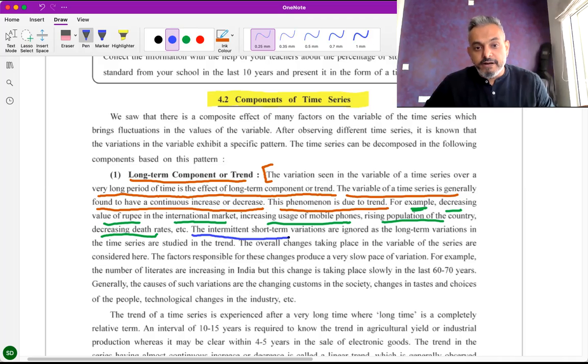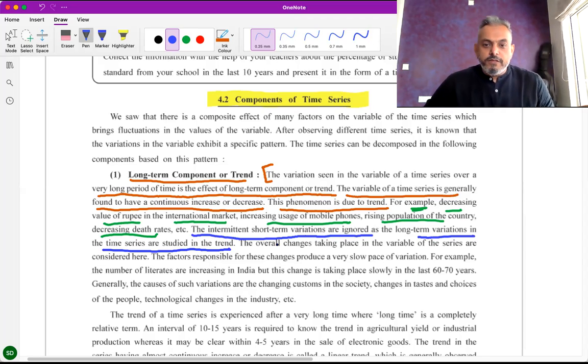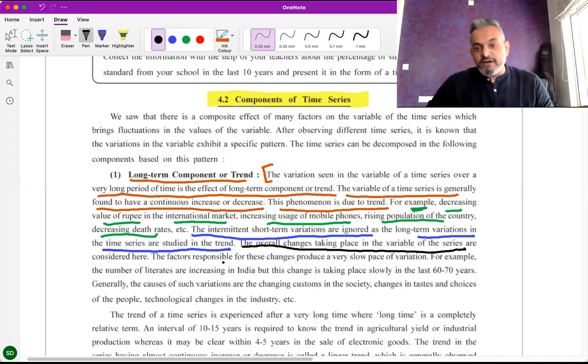The intermittent short-term variations are ignored, as long-term variations in the time series are studied in the trend. The overall changes taking place in the variable of the series are considered here. So here we have to consider the overall changes taking place in the variable of the series. The factors responsible for these changes, please note, produce a very slow pace of variation. This is a very nice example.